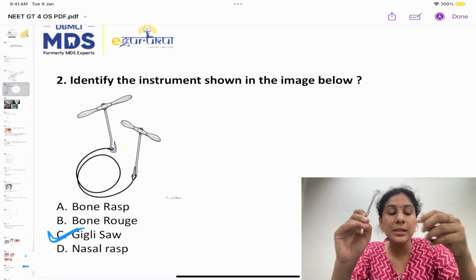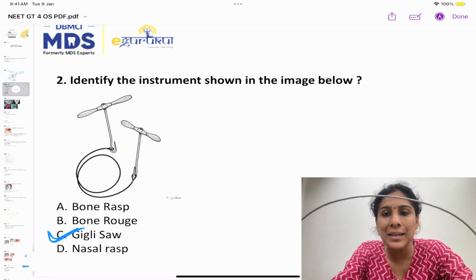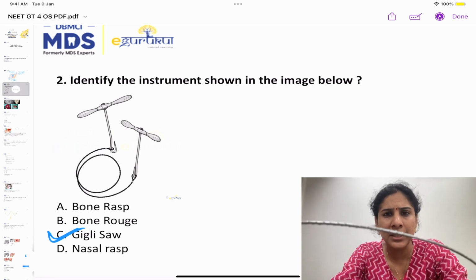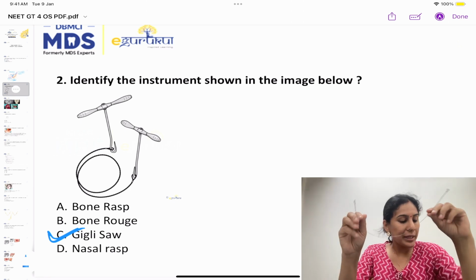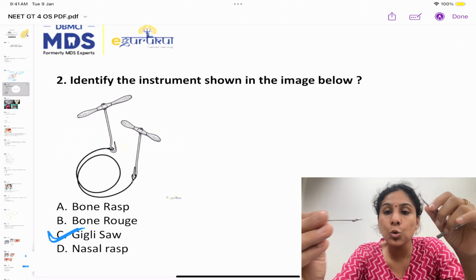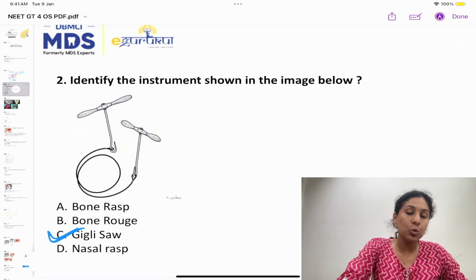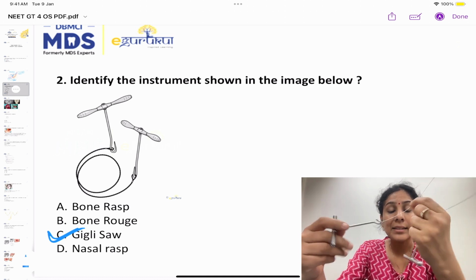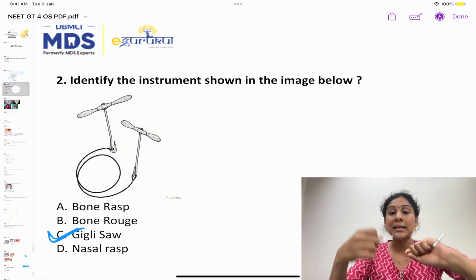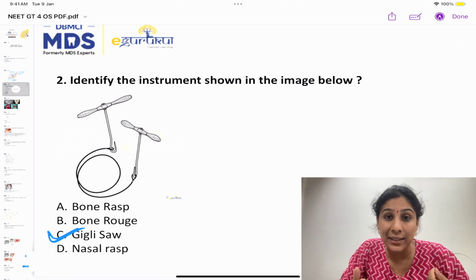So what do we do with this? We attach it to a barbed wire. Barbed means a wire with thorns. It's a stainless steel wire which has barbs. So what we do is we fix one loop of the wire to one handle. We fix another loop of the wire to another handle like this. Alright, and what we have ready is a very quickly cutting instrument, a quickly cutting saw.